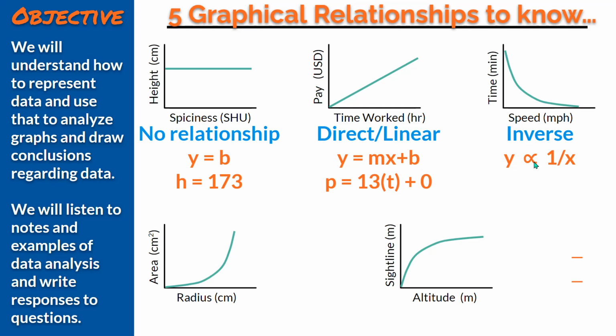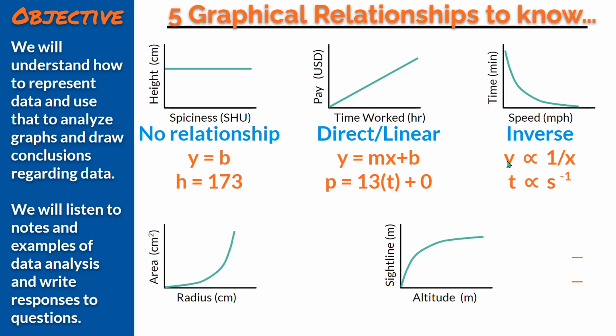This symbol, in case you're not familiar with it from your math class, means is directly proportional to. So this is read: y is directly proportional to 1 over x. Okay, that's not an equation. It just shows the relationship between the variables. Meaning, if I were to drive like twice as fast, I would get there in half the time. Okay, it just shows the relationship between the variables.